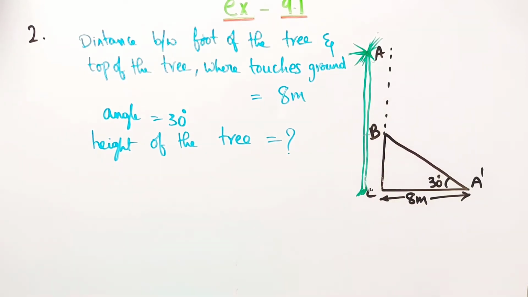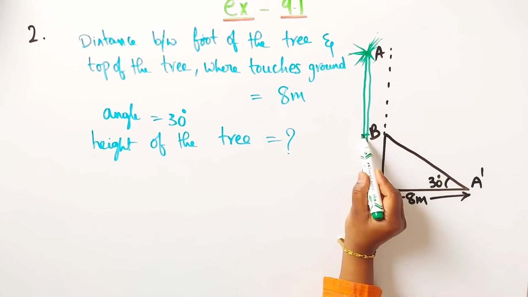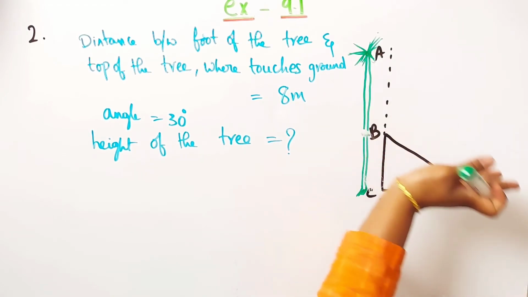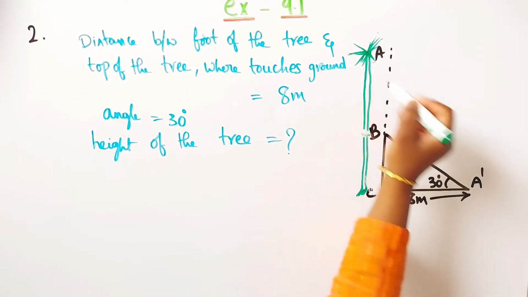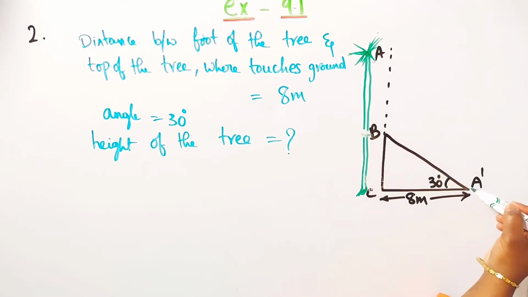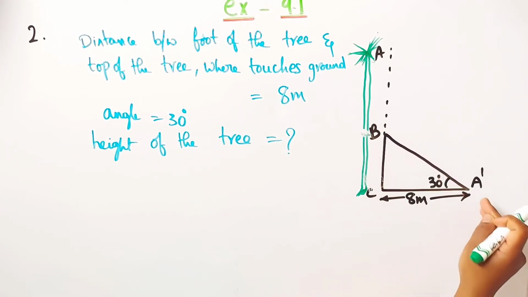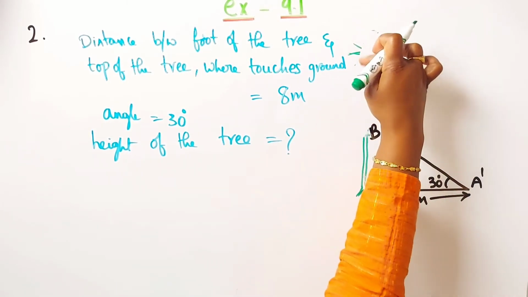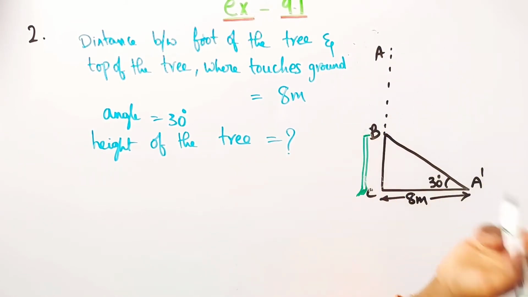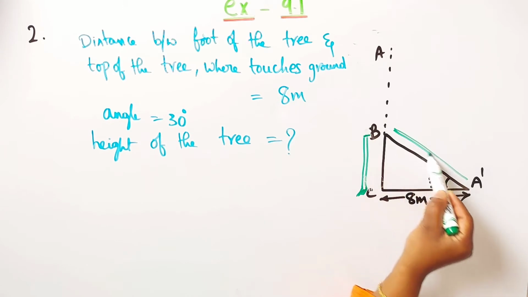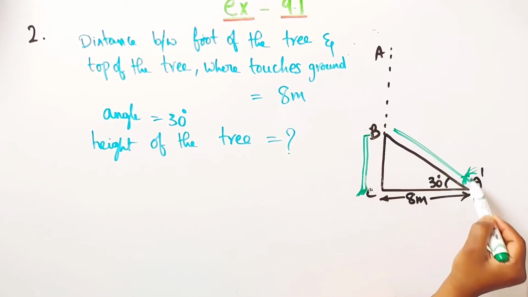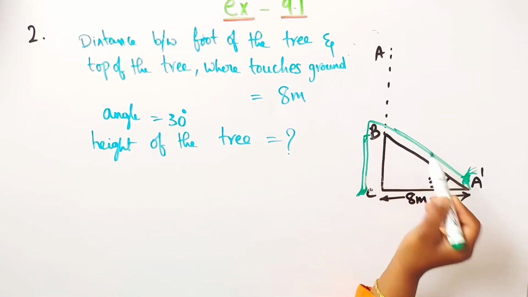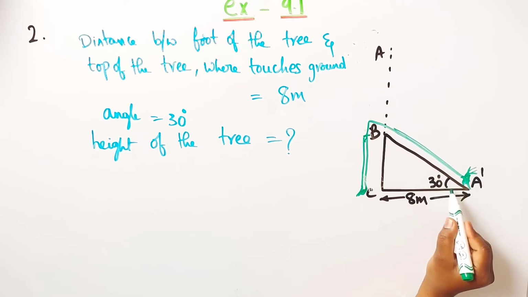Right, children? Think this is a tree. Due to the storm it has broken till here. So this part fell down like this. And the top of the tree, if it fell down like this, touches the ground and it is making an angle of 30 degrees. It was broken till here and the remaining part came down like this. So the top of the tree touches the ground like this, and the angle is 30 degrees, children.